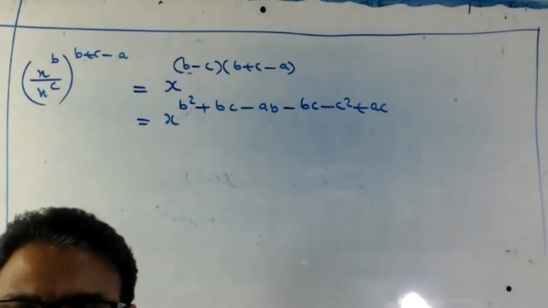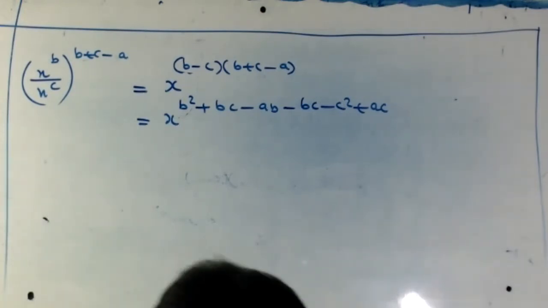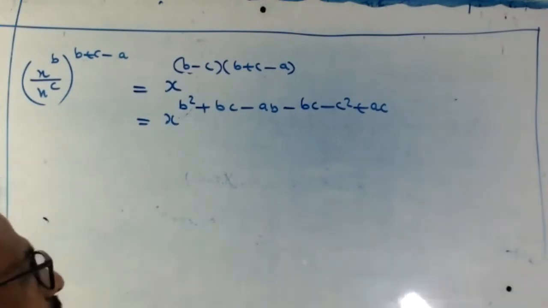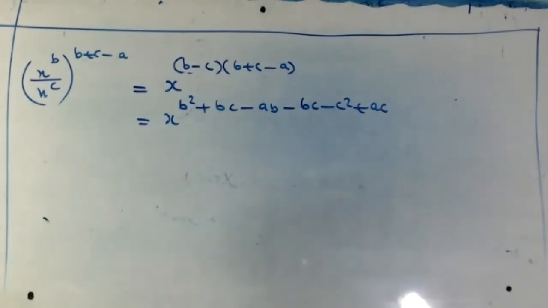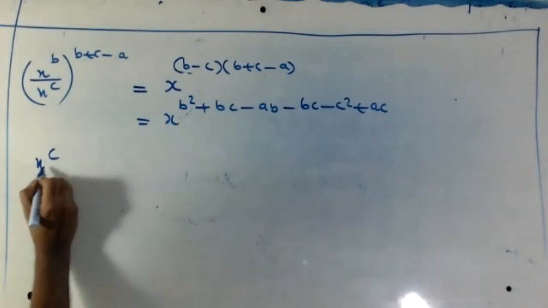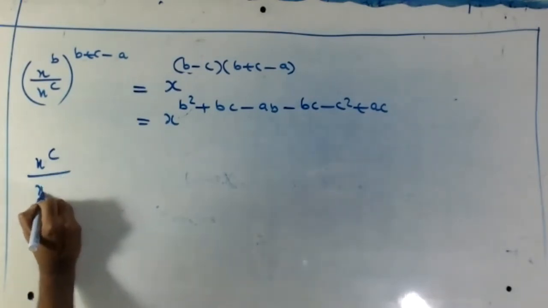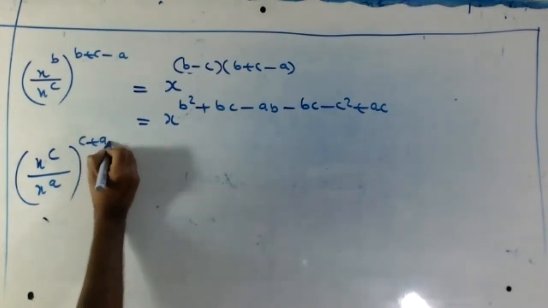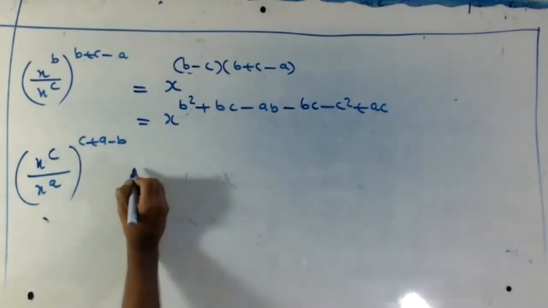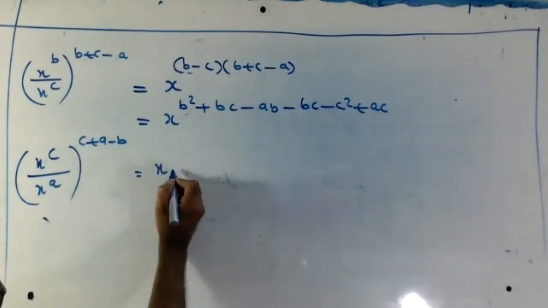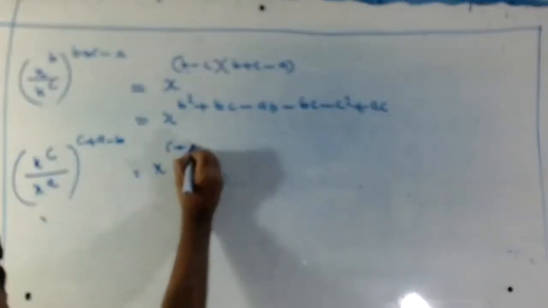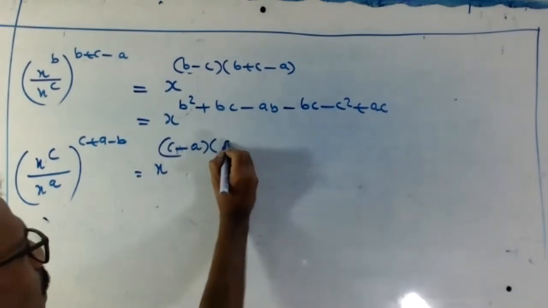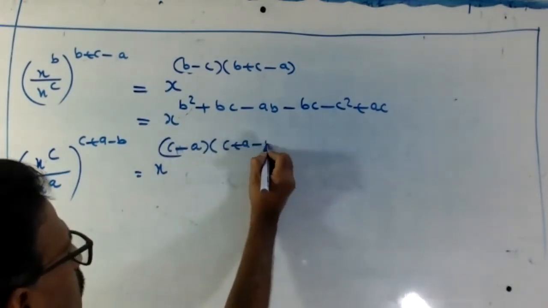Okay, I took only one part, part by part. This is the first part. Second part: x raised to c divided by x raised to a, whole raised to c plus a minus b. That is equal to x raised to c minus a into c plus a minus b.